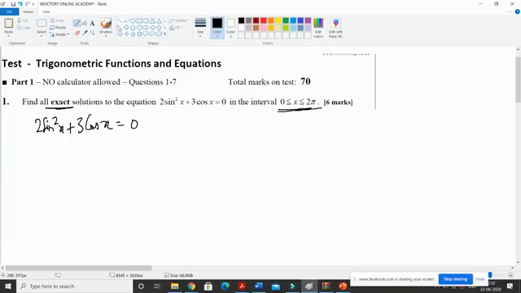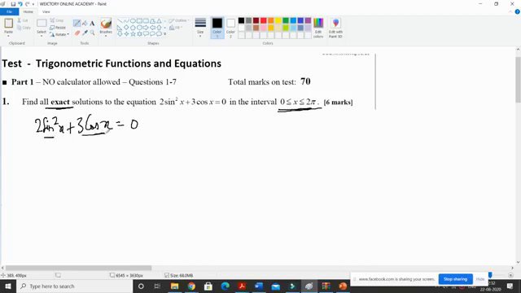And this is very important point, exact. Okay, so we don't have to round off any value, we don't have to write in decimal form, we will just leave the answer in terms of pi. So 2 sine square x plus 3 cos x is equal to 0.